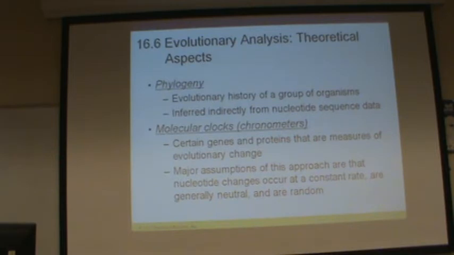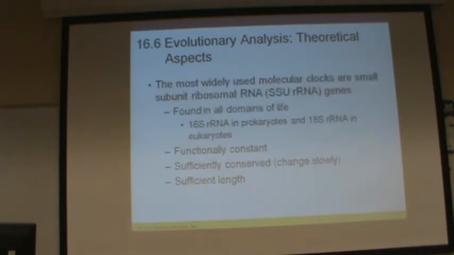So for bacteria, that would be this. Actually, not just for bacteria, for eukaryotes as well. The small subunit RNA is the 16S for microbes, but it is 18S in eukaryotes. For yeast, that would be 18S.